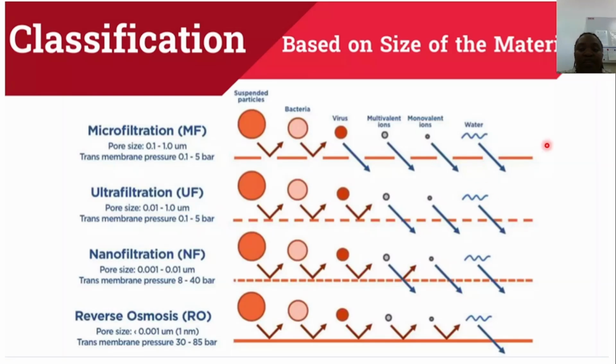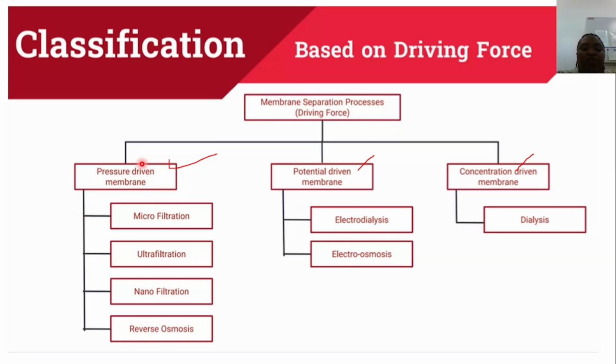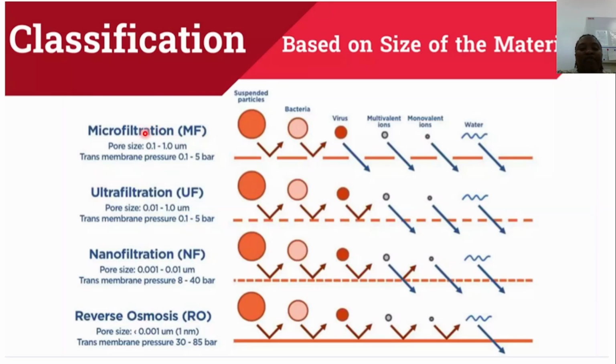So classification based on the size of the material usually results in pressure-driven membrane usage. So we have microfiltration, with a pore size of about 0.1 to 1 micrometers. This kind of microfiltration will not allow suspended particles and bacteria, but will allow the permeation of viruses, multivalent ions, monovalent ions, and water.